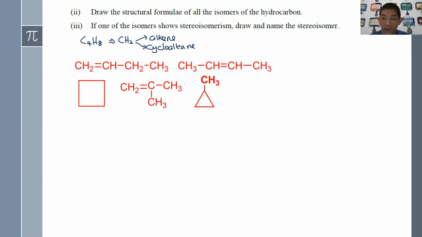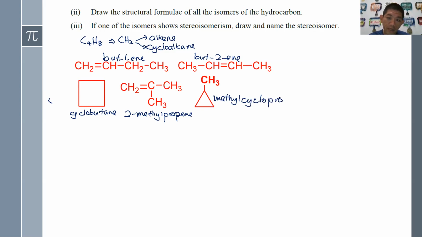So you shall have but-1-ene, you shall have but-2-ene, you shall have cyclobutane, you shall have 2-methylpropene, and you shall also have methylcyclopropane.